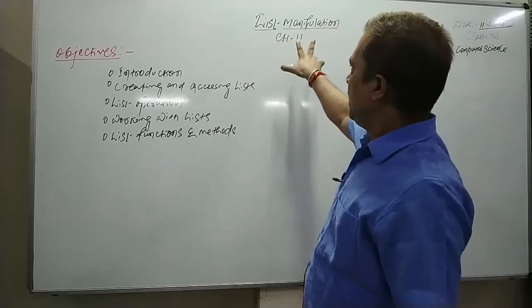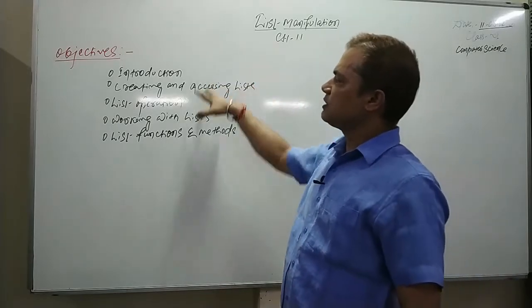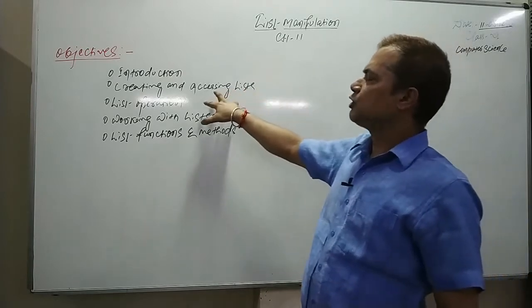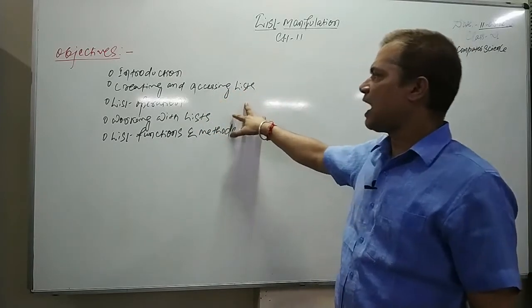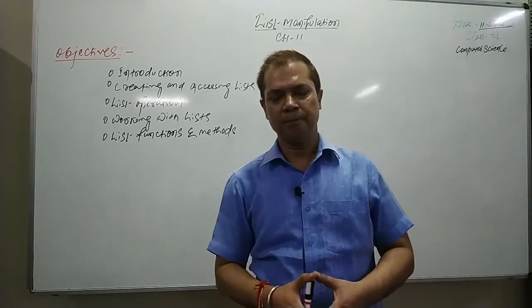Today, under list manipulation, chapter 11 of your computer science, I have certain objectives: introduction, then creating and accessing the list, operations, working with the list, and list functions and methods. These are the objectives of today.